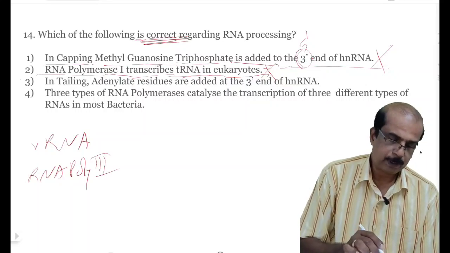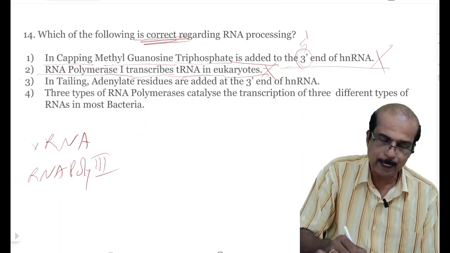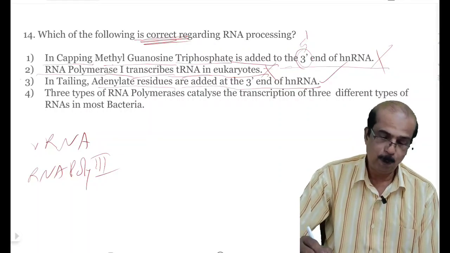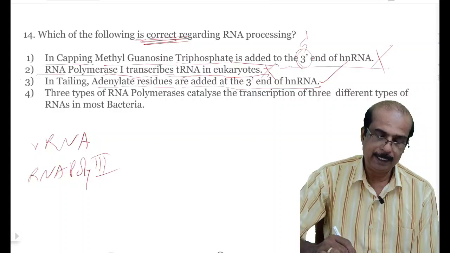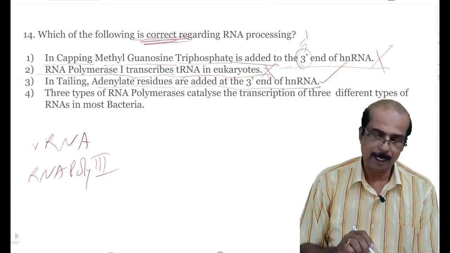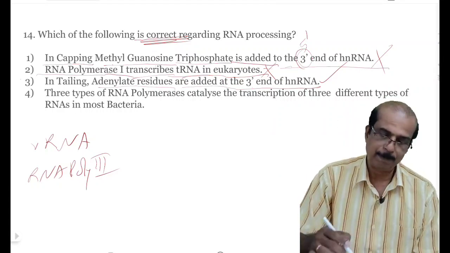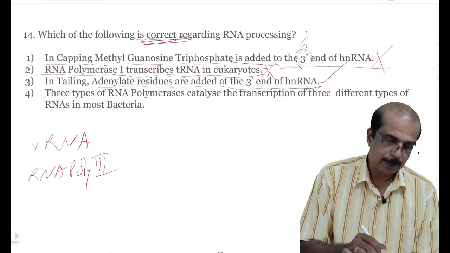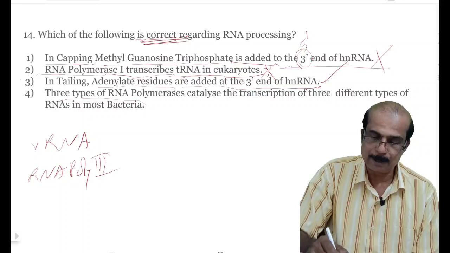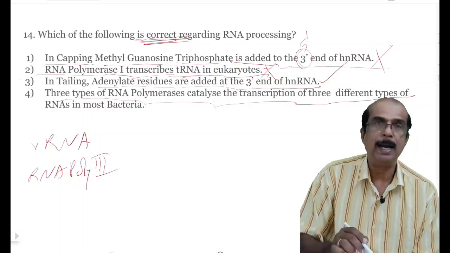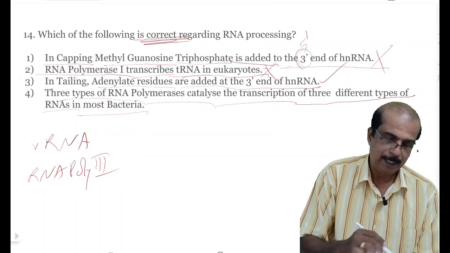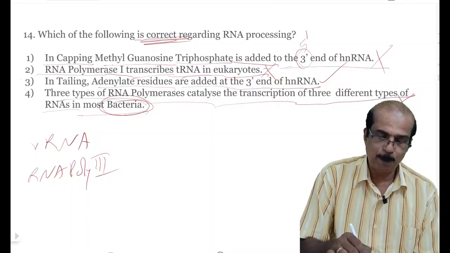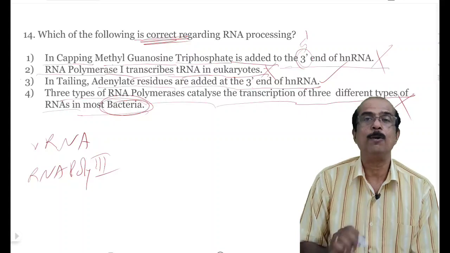In tailing, adenylate residues are added to the 3' end of hnRNA. Correct statement. Poly A tail is formed at the 3' end of hnRNA during RNA processing. Correct statement. Then, 3 types of RNA polymerase catalyze the transcription of the 3 different types of RNA in most bacteria. The statement as such is a wrong one. 3 types of RNA polymerases are not present in prokaryotes.